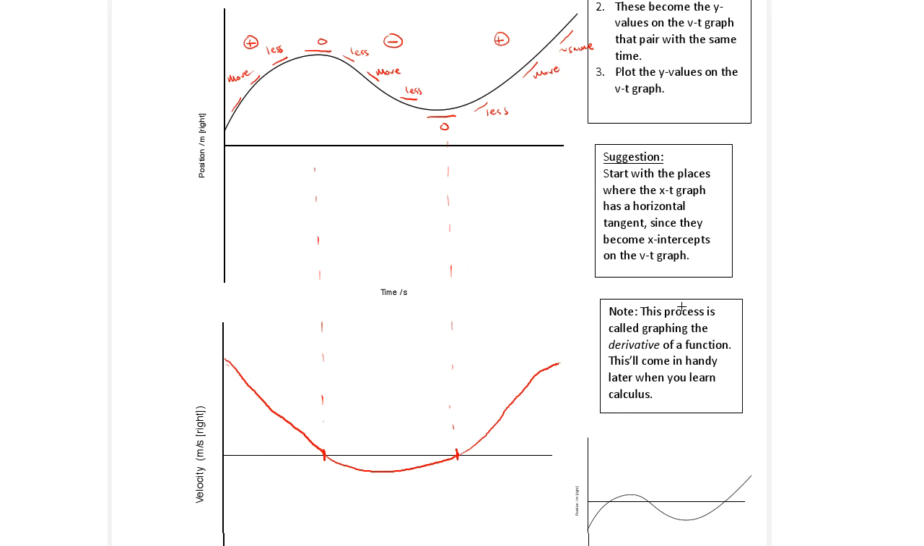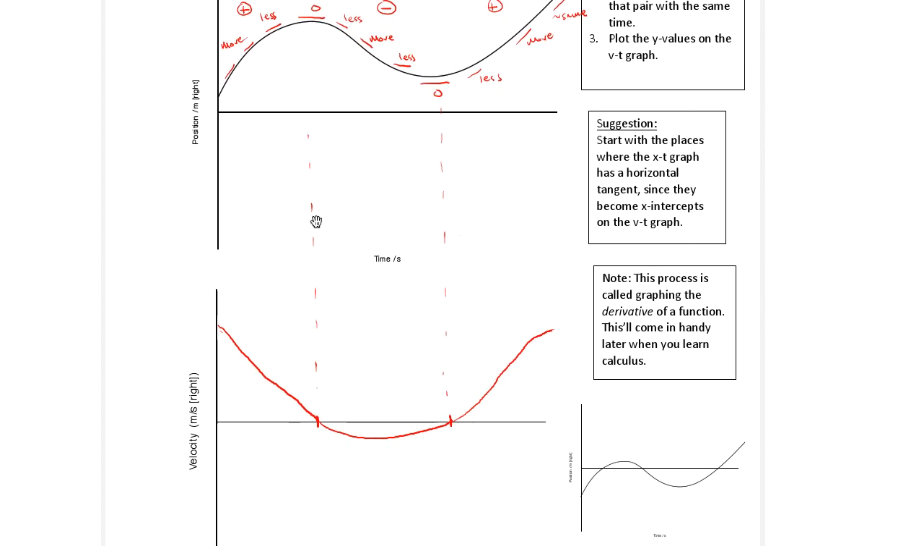By the way, this is called graphing the derivative of a function. You'll learn all about this in calculus, but you'll have a head start now. One last thing to point out is that notice that here we were only interested in the slope. We weren't interested in the y value at all. So this graph here is the same position time graph as this, just vertically shifted downwards. All the slopes here are the same as here, but the y values are different.